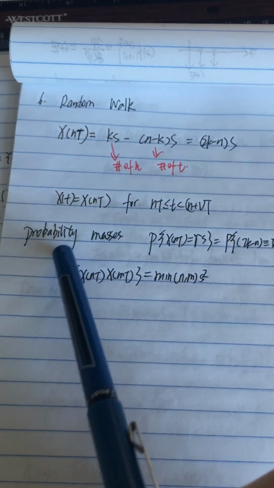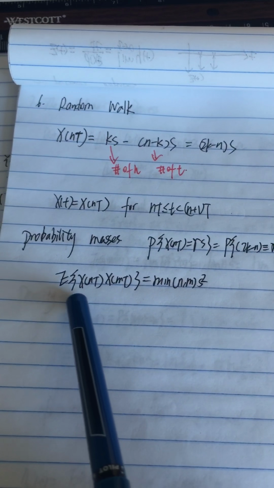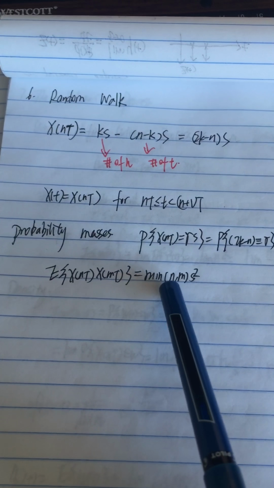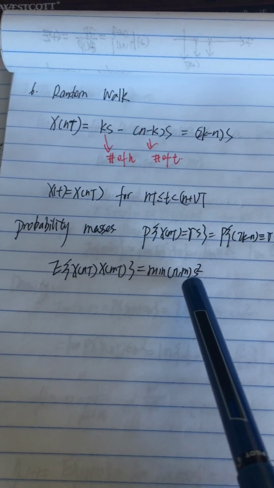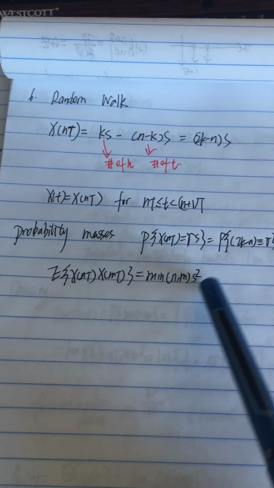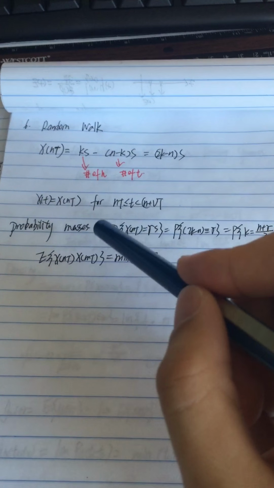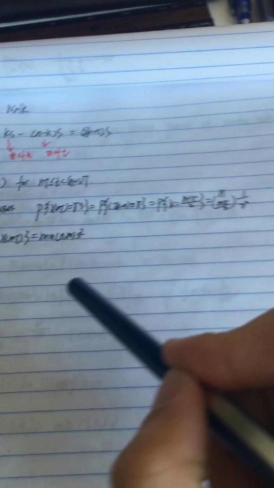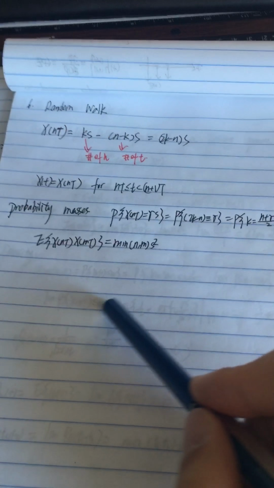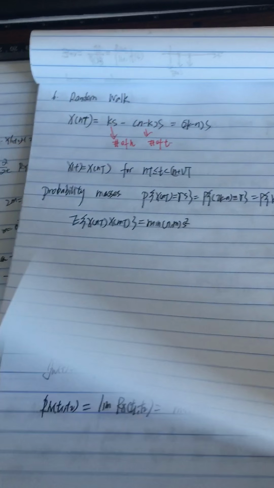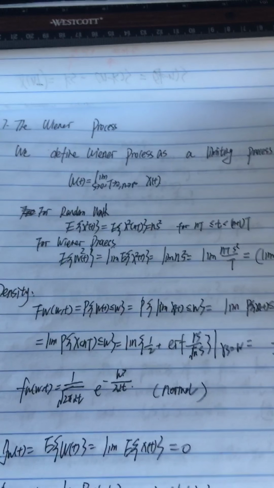Okay, the sixth is the random walk. This is its definition, and the correlation of it is the minimum of n and m multiplied by s squared. For the correlation of this stochastic process, I didn't find it in the lecture, so maybe I can talk about this later.